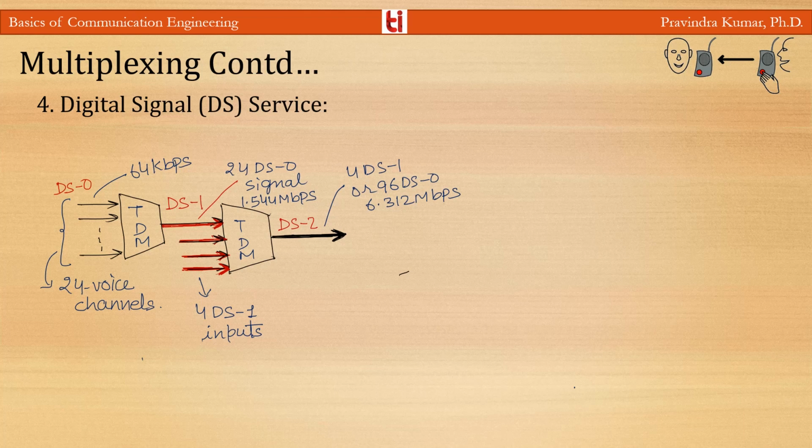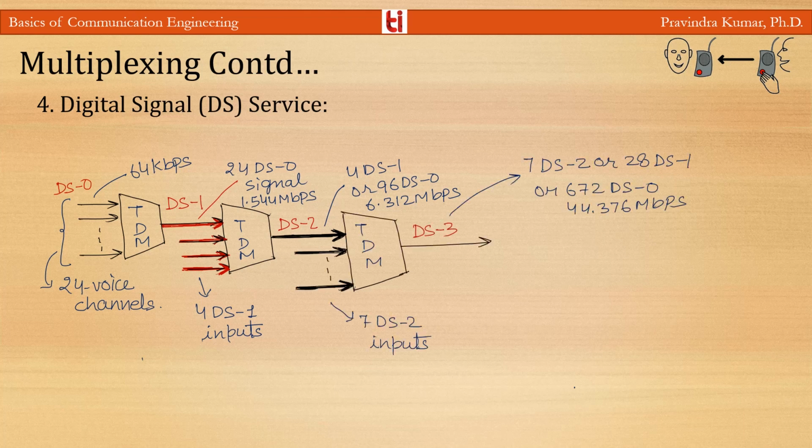For DS1, 24 DS0 signals are multiplexed using TDM to produce a DS1 signal, and the bit rate of DS1 is 24 times 64 kbps, which is 1.544 Mbps, including 8 kbps of overhead. And 4 such DS1 signals are multiplexed at the second level of multiplexing to obtain DS2 signals, which have a bit rate of 6.312 Mbps.